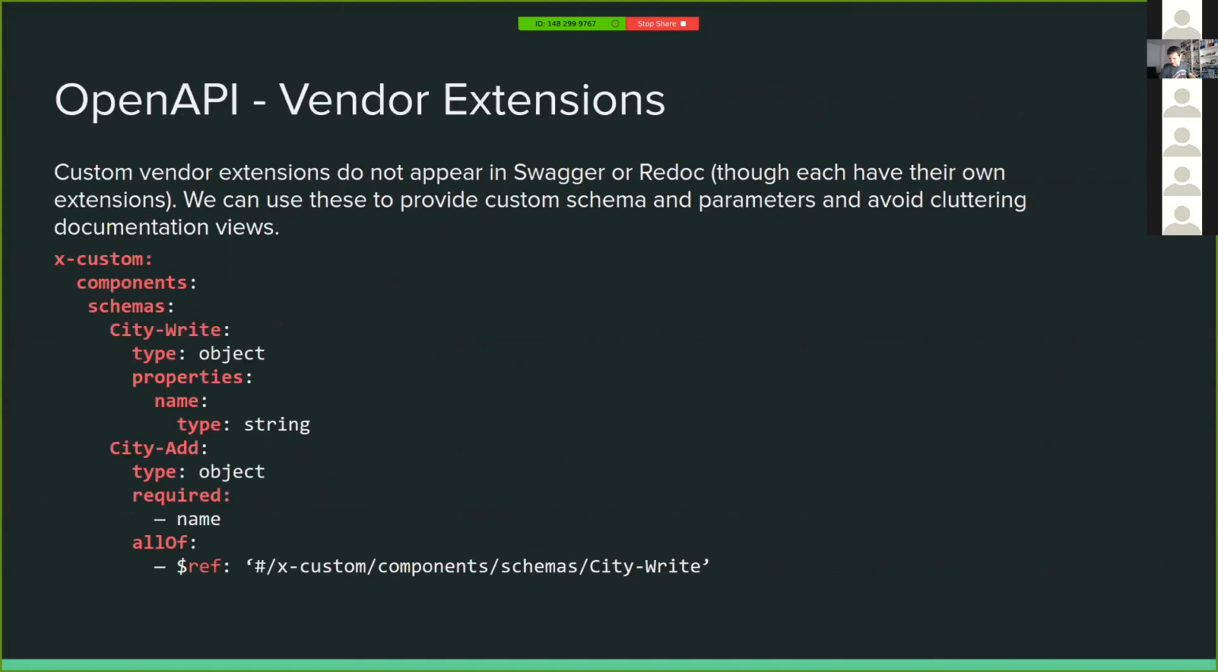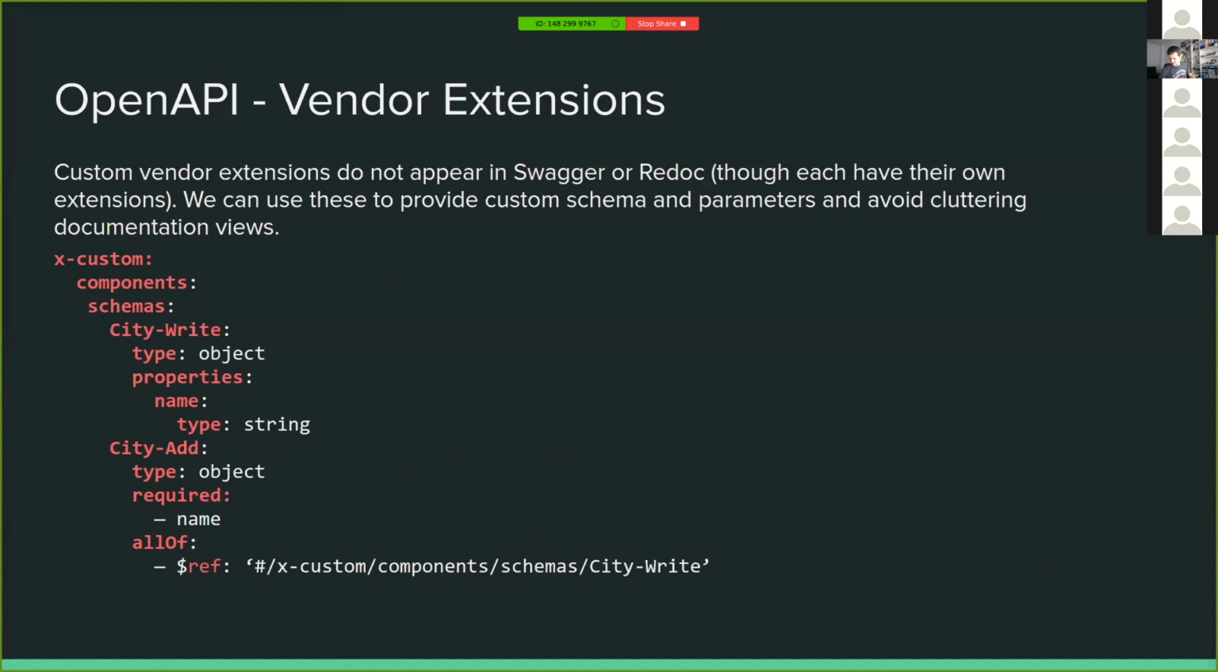And vendor extensions. So these are things that we can put into our own application. They will not be parsed by Swagger or ReDoc. And it's a nice way to hide components that you don't want to appear in some of the tooling leveraging your OpenAPI, but you could still reference them throughout your schema.